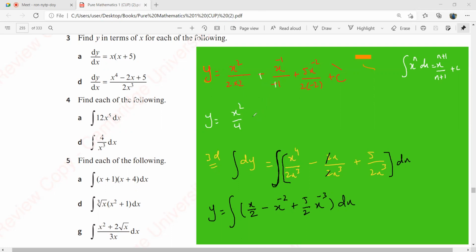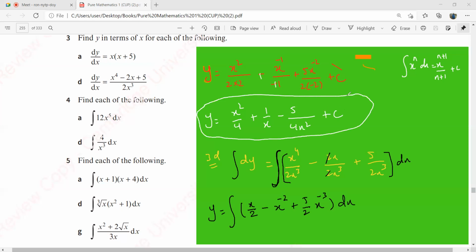So this is x squared over 4. And I can write it as plus 1 over x. And this one is minus 2 into 2 is minus 4. So that is 5 over 4 x squared plus c. So this is the result of the integration of this 3-part d. Okay? Let me take you to question number 4.